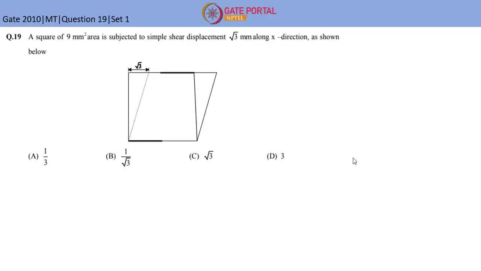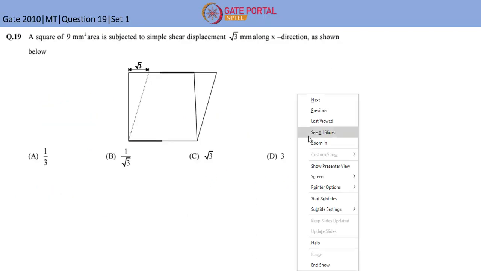So the first question is question number 19, GATE Metallurgical Engineering 2010 question paper. A square of 9 mm square area is subjected to a simple shear displacement of √3 mm along x direction as shown below. So one square is there.